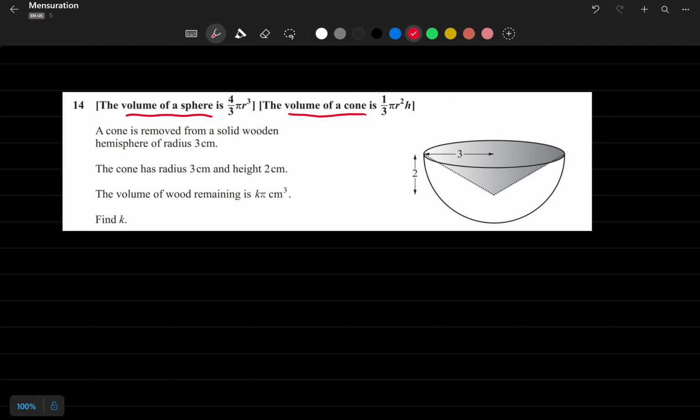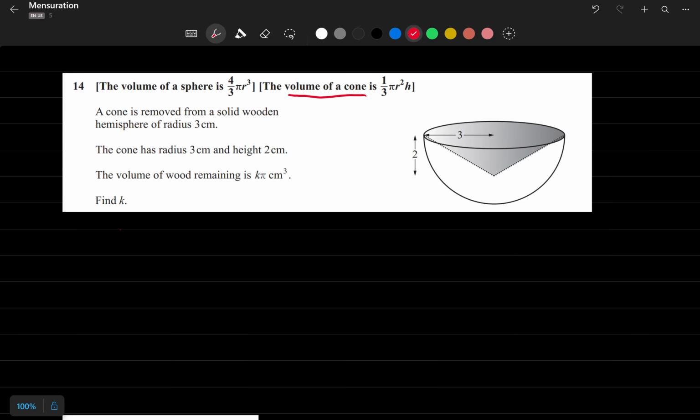Find k. So first of all, the volume of the sphere is given. This is the formula for the volume of the sphere. But notice here in the diagram, we have a hemisphere and not a complete sphere. So we will multiply this formula by half first. So it will be 1 by 2 multiplied by 4 by 3 pi r cube. So r is 3, the radius is 3, so it will be 3 cube.